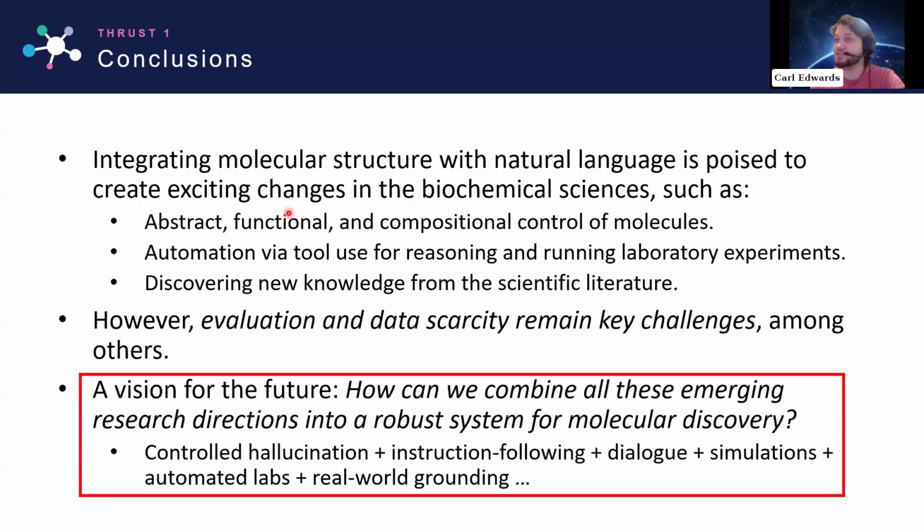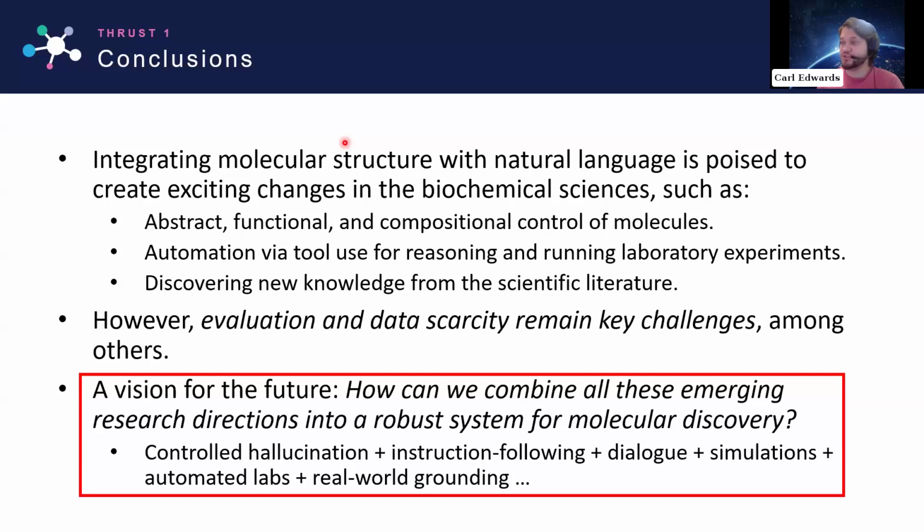So as my last slide, there are a lot of really exciting changes in the biochemical sciences that are potentially going to happen because of integrating molecular structure and natural language, right? Abstract functional and compositional control of molecules, automation, discovering new knowledge from the scientific literature. However, there are certainly key challenges remaining, with evaluation and data scarcity being particularly notable.